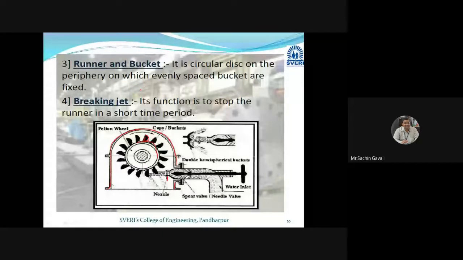It is a circular disc on whose periphery evenly spaced buckets are fixed. This is called the runner. So this is the runner and bucket. This is the casing. This is your nozzle and spear assembly. Then another is there, called the braking jet.